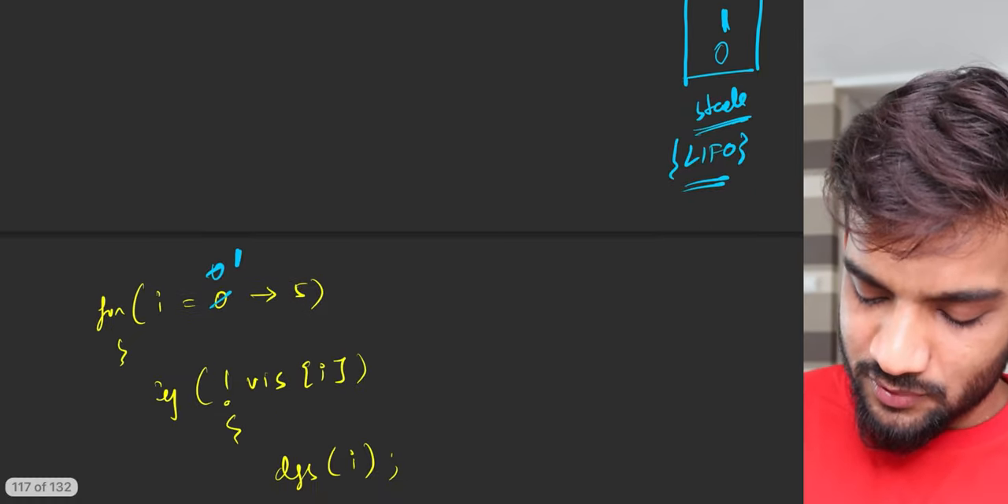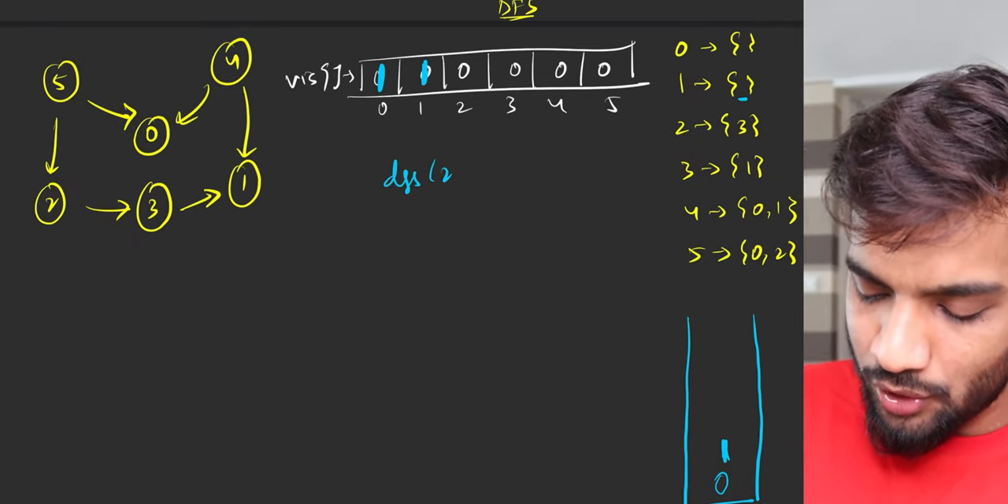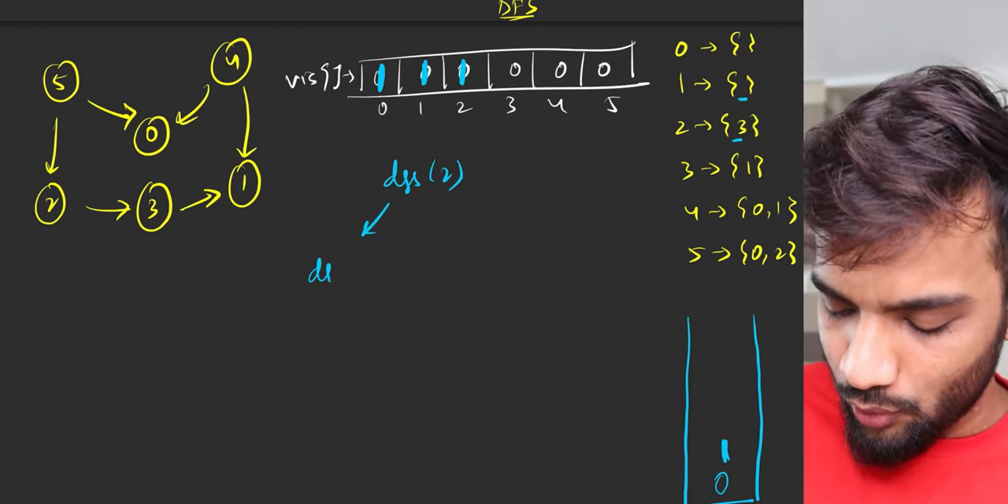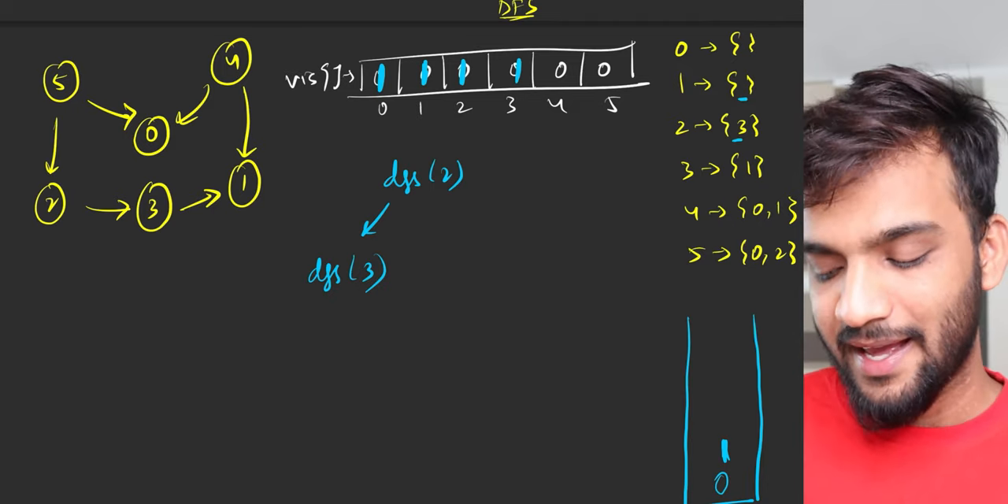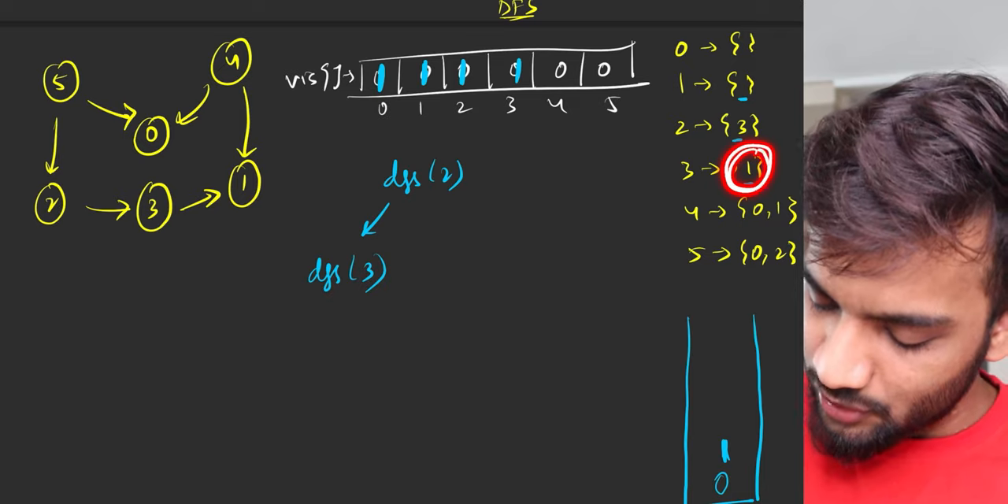Next, it comes for two. So you call the DFS for two. You mark it as visited. Now two has an adjacent node, so you go and call it for three. Now you mark three as visited as well. Now does three have an adjacent node? It checks that three has an adjacent node one.